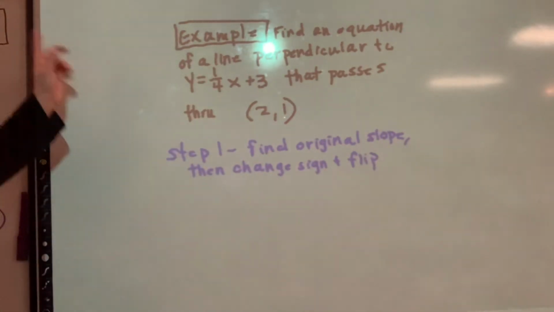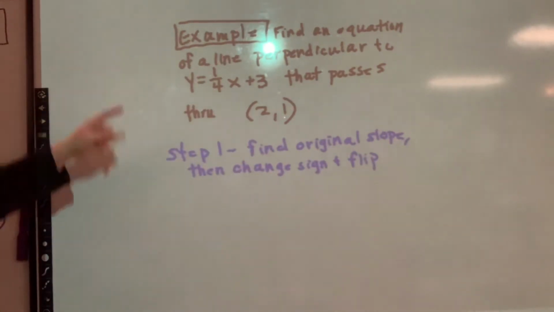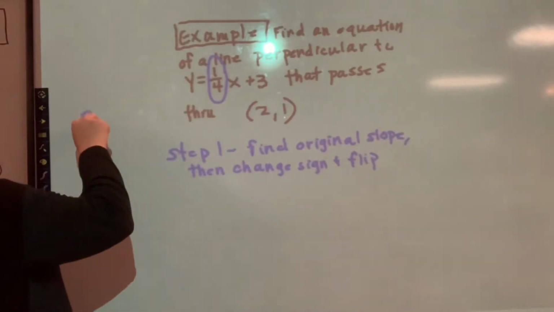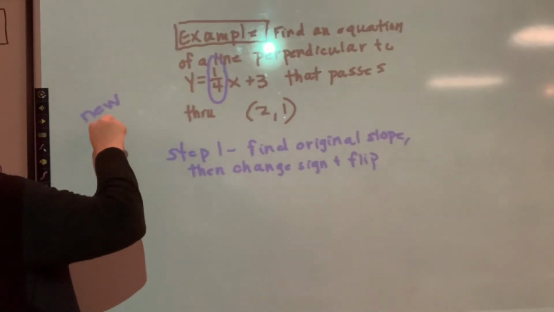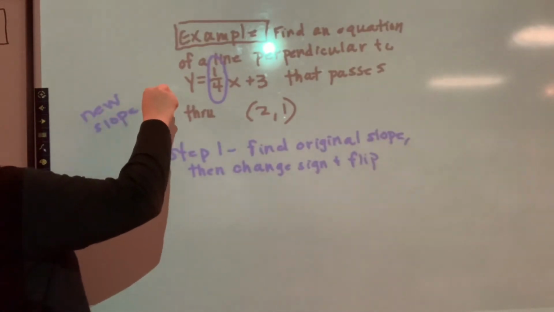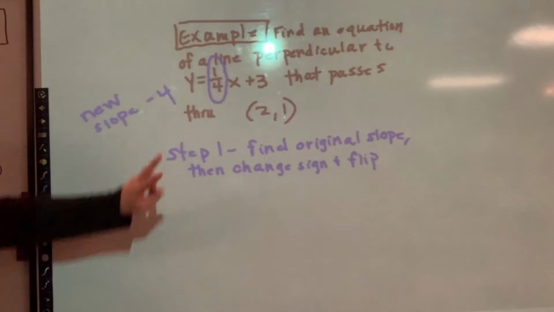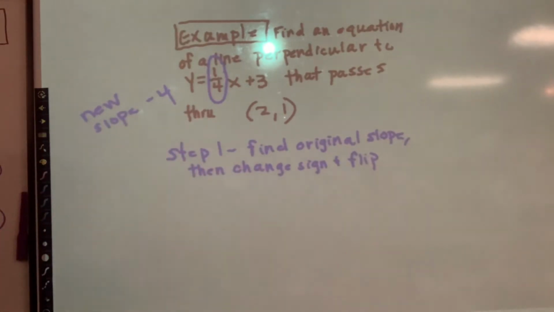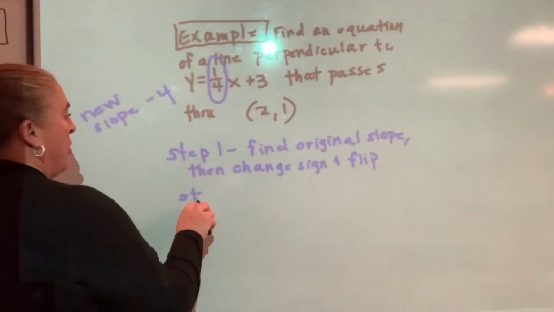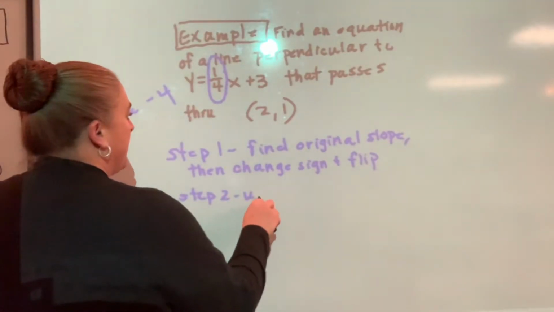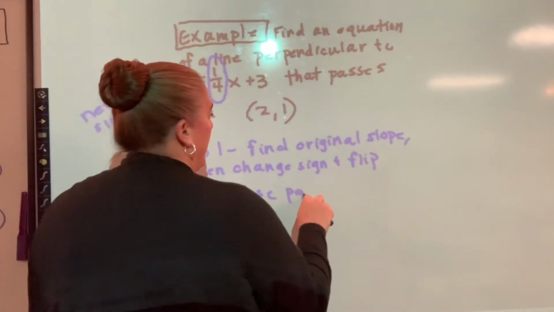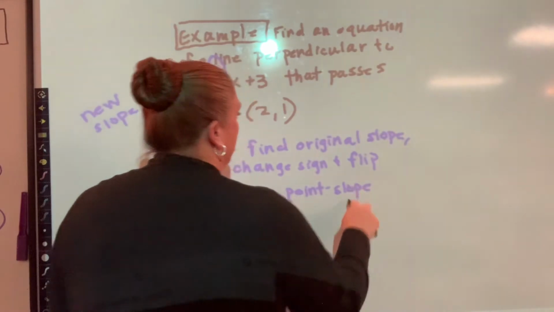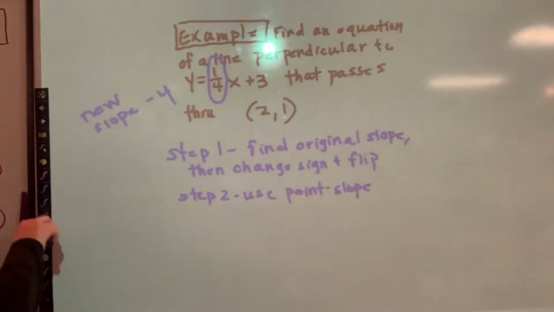So what is the original slope in the line that they gave you? 1/4. So here's our original slope. What's the new slope? 4 over 1. Negative 4. There you go, because we got to flip it and change the sign. Okay, step number 2. What form are we going to use? Point-slope. What is point-slope form?